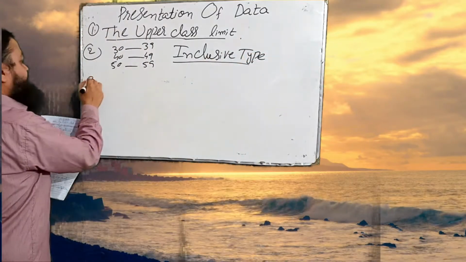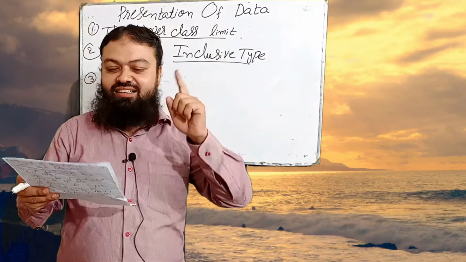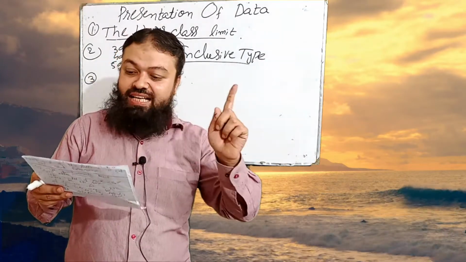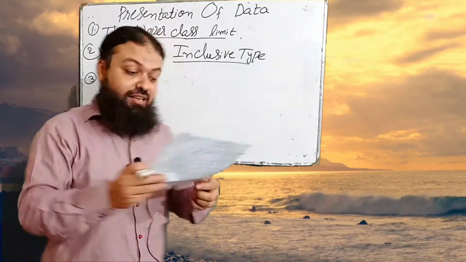Number 3, which is a one-dimensional diagram? Histogram, not; pie diagram, not; cylinder, not. The fourth one is the correct one, and that is bar diagram.